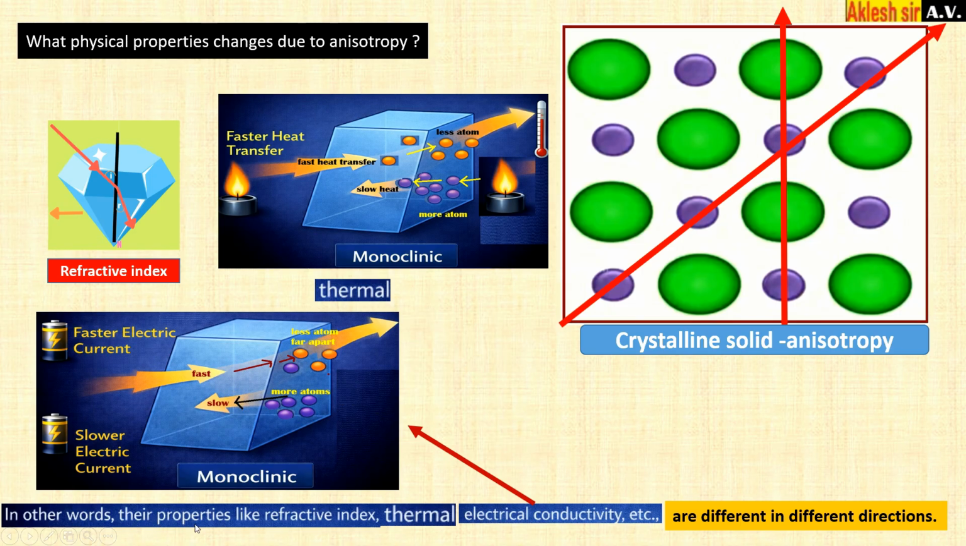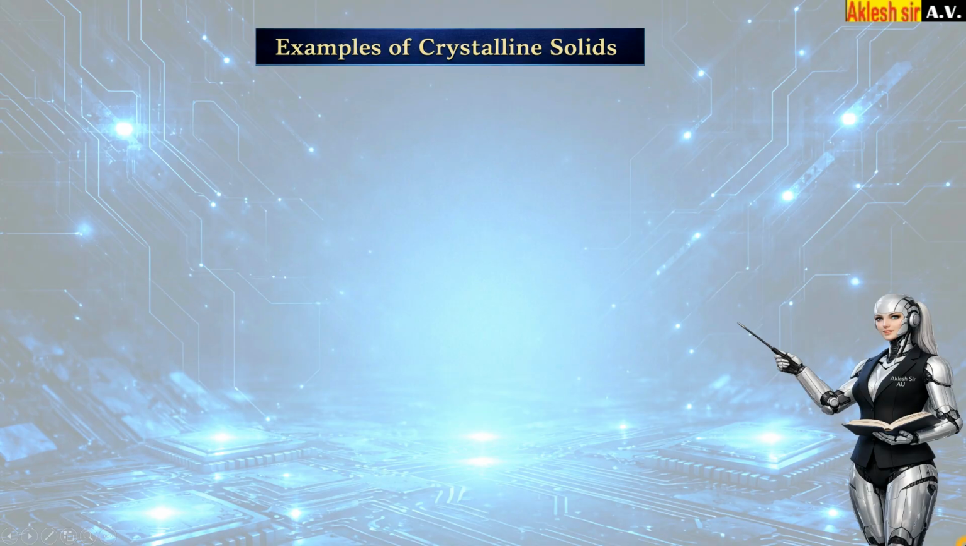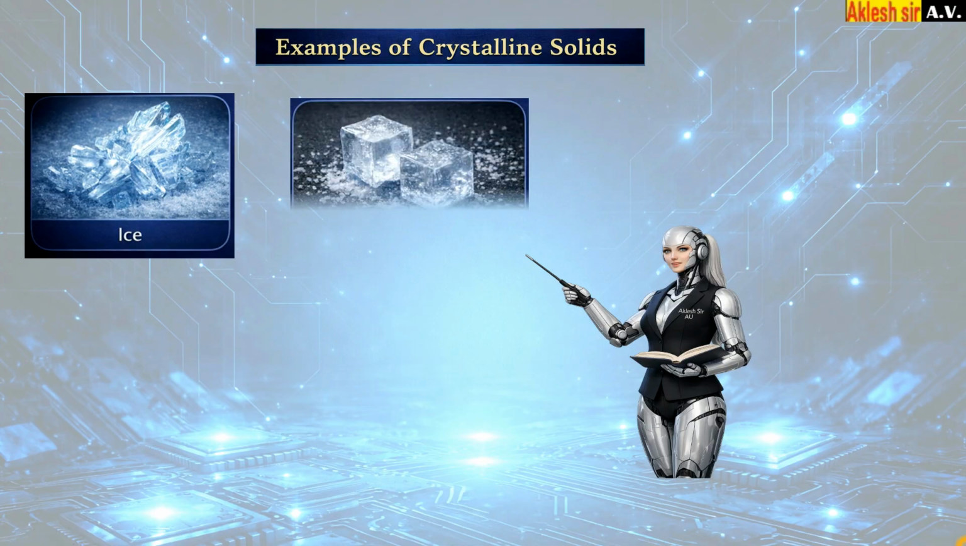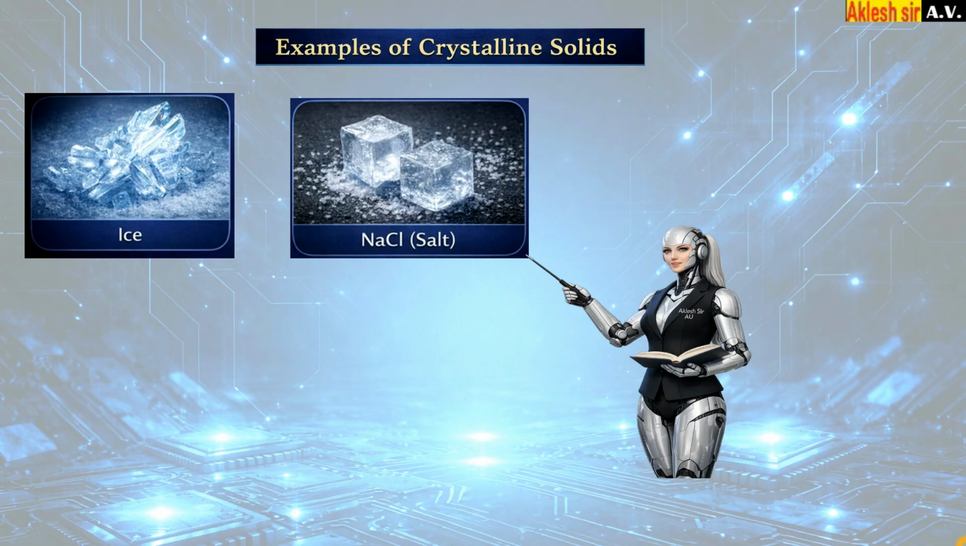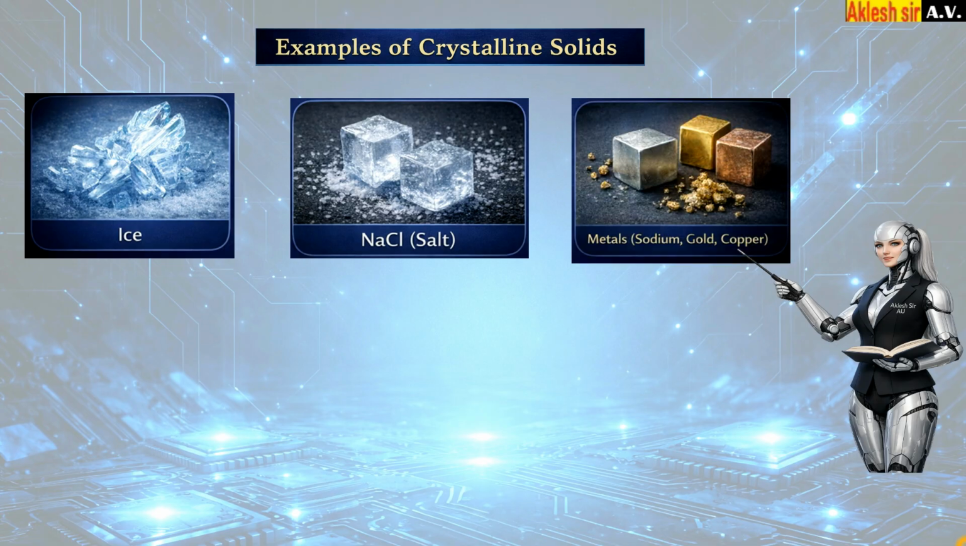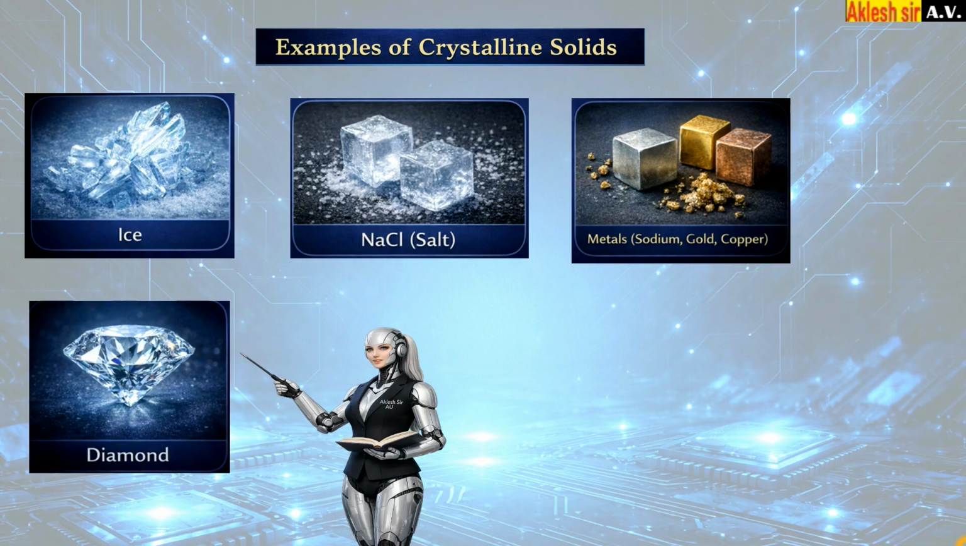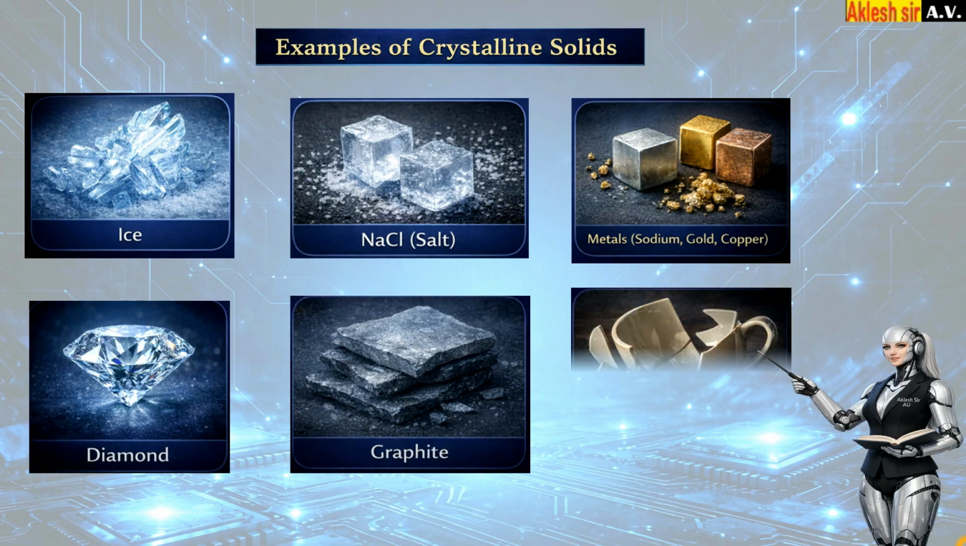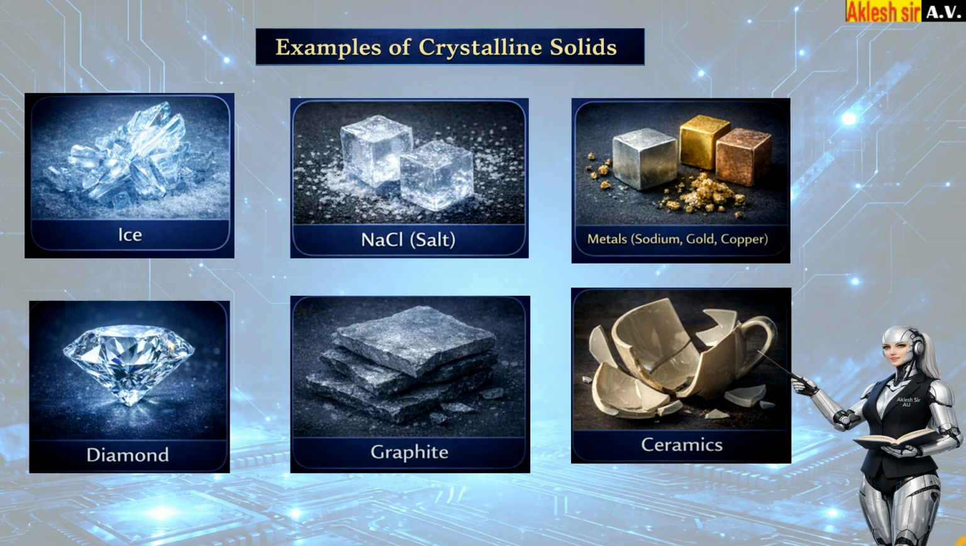So that's why they have mentioned that physical properties such as refractive index, thermal conductivity and electrical conductivity are different in different directions, and such a property is known as what? Anisotropy. Examples of crystalline solids: ice, salts such as NaCl, metals such as sodium, gold, copper, and materials such as diamond, graphite, and ceramics.